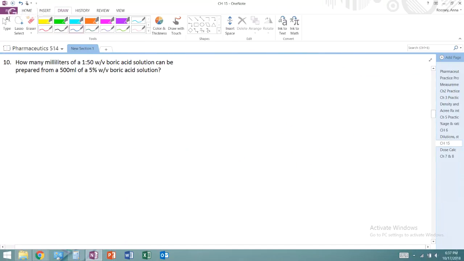All right, how many milliliters of a 1 to 50 ratio weight per volume boric acid solution can be prepared from 500 milliliters of a 5% weight per volume boric acid solution? Okay, so we have to first change this ratio strength. So 1 to 50, you want to divide the 50 by 100, and that is a half, and that is divided by 1, so then that is 2%.